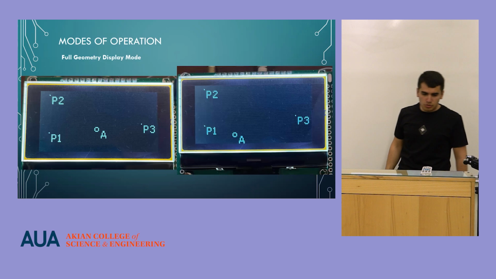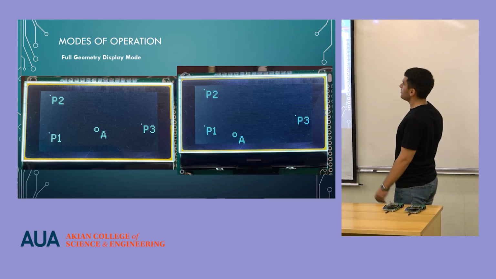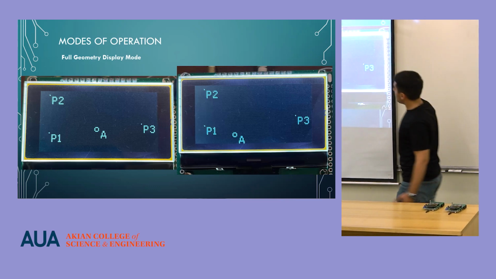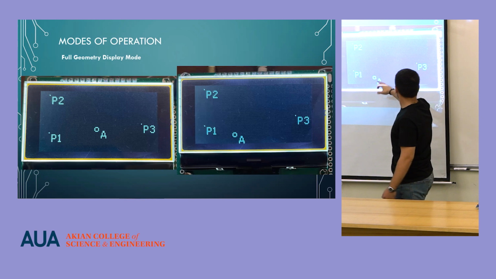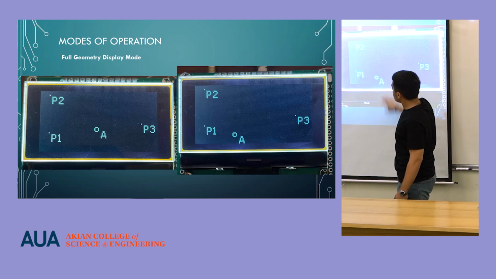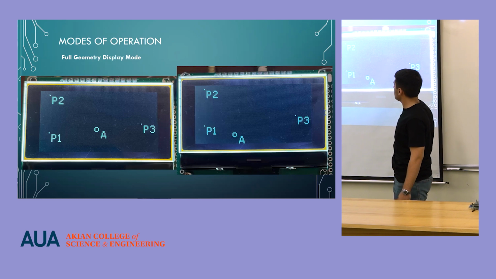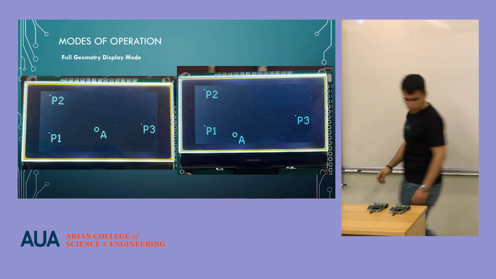Now let us turn to the modes of operation. This is the first mode, which is full geometry display mode. Again, as I mentioned in my algorithm, I inserted values manually, like 5 meters, 3 meters, and it determines the position of this. This is for 2 different values, just for abstract view.